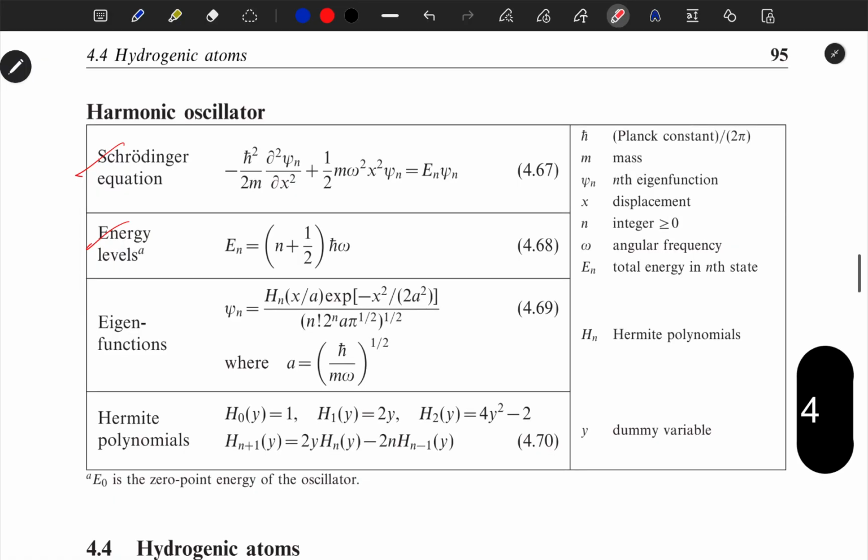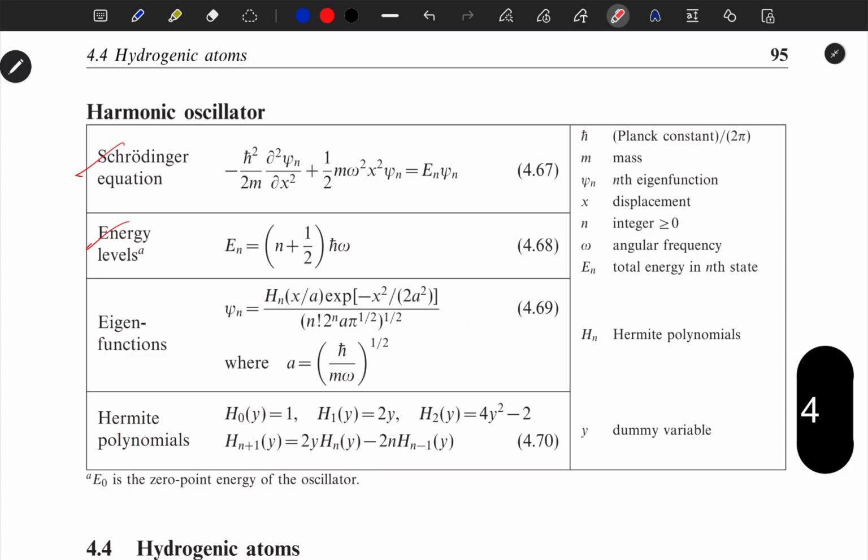Harmonic oscillator: we have the kinetic energy plus potential energy, half m ω² x², equal to Eψ. The energy of the system is (n plus half) ħω. The wave function can be described with the Hermite polynomial.